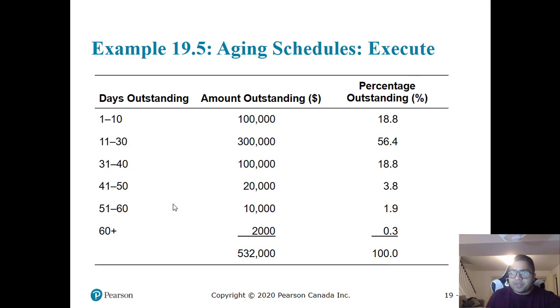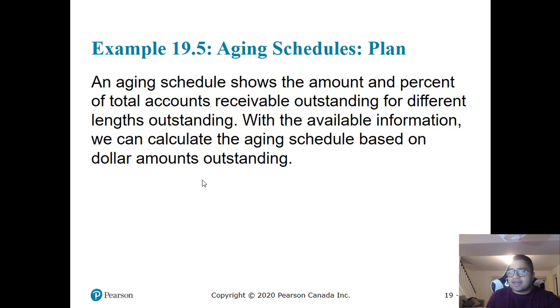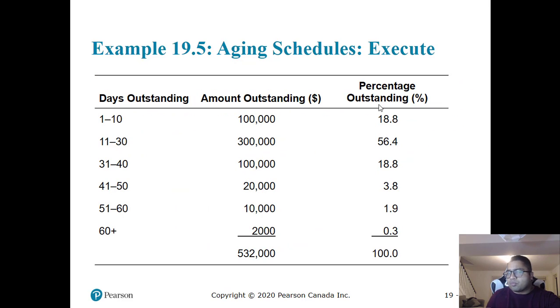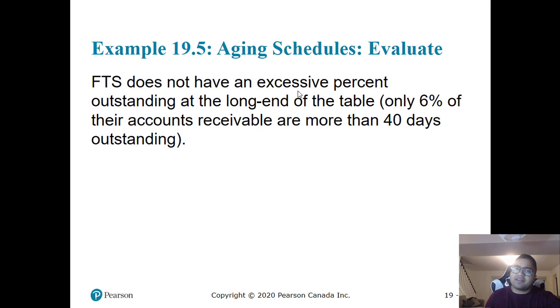Now you see, the credit period that you extended was 30 days, net 30 days. So most of the accounts are paid before 30 days. So you're good. But there are some accounts that take more time to pay. If the tail starts increasing, if people start defaulting and people take more than 50 days to pay, then you're worried. FTS does not have an excessive percentage outstanding at the long end of the table, that is the tail. Only 6% of their accounts receivables are more than 40 days. So it's not that bothersome.